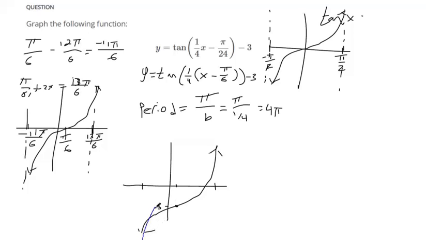Or it could be more flat near the point here, like this. So that's the part that Newton's trying to get you to graph. So in Newton, for the correct answer, they're looking for a blue dot right here. And so to find out what the corresponding x value is when y equals -2, you can plug in -2 into this equation. -2 equals tangent of 1 over 4x minus pi over 24, minus 3. And then solve that equation for tangent.